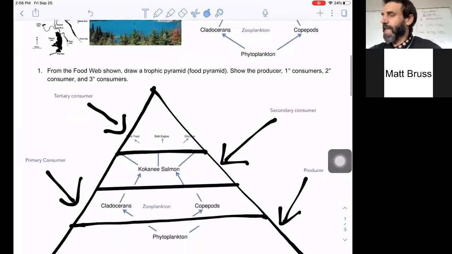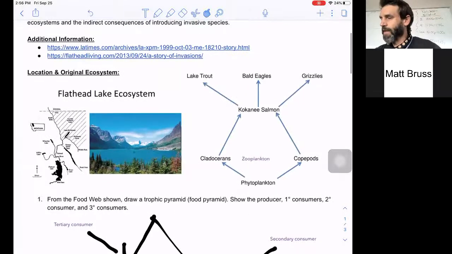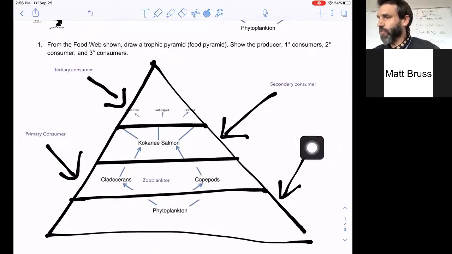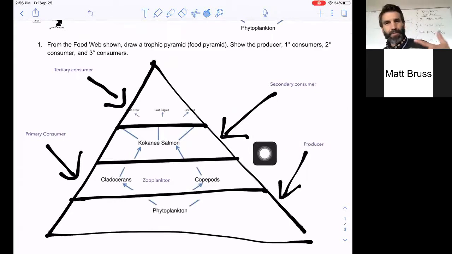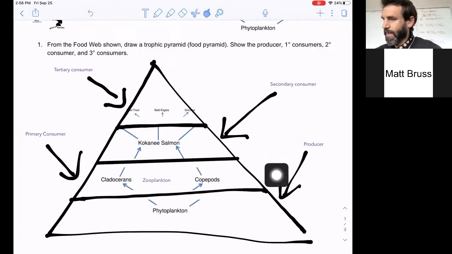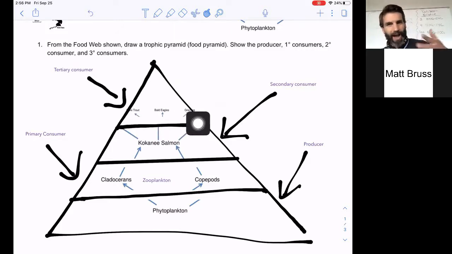The first thing we did is we took this food web and built it into a food pyramid. This is practice for some of the concepts that we've learned already. It's not critical to understanding this particular ecosystem, but we wanted to practice this. We created this trophic pyramid with producers on the bottom, primary consumers at the next level, secondary consumers above that, and finally, tertiary consumers are these apex predators here, the trout, the eagles, and the grizzlies.